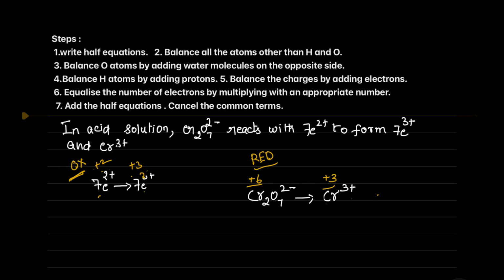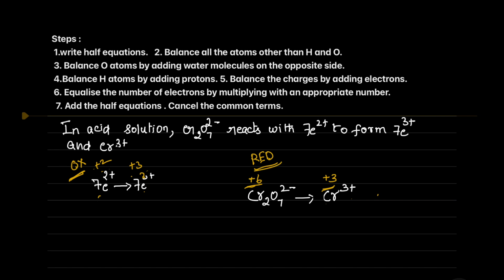The second half reaction is about chromium. Dichromate ion Cr2O7 2- is converted into chromium 3+ ion. Now we are going to assign oxidation numbers to chromium both on the reactant side, that is left side, and on the product side, that is right side. It is +6 on the left side and it decreases to +3 on the right side. Hence, it is a reduction process.